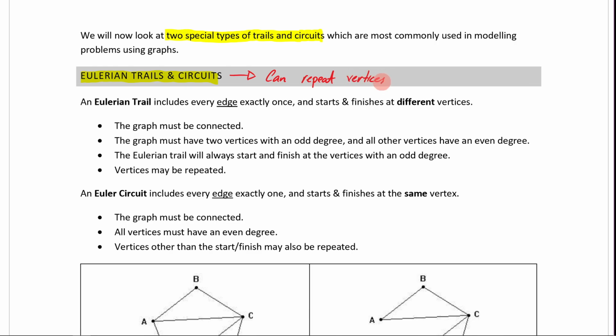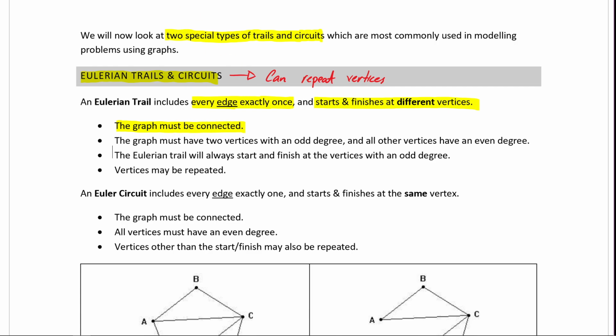All right, so let's begin by talking about the Eulerian trail. An Eulerian trail includes every edge exactly once and starts and finishes at different vertices. Those are the two characteristics of an Eulerian trail: every edge exactly once, and starts and finishes at different vertices. Now, for that to occur, the graph must be connected.